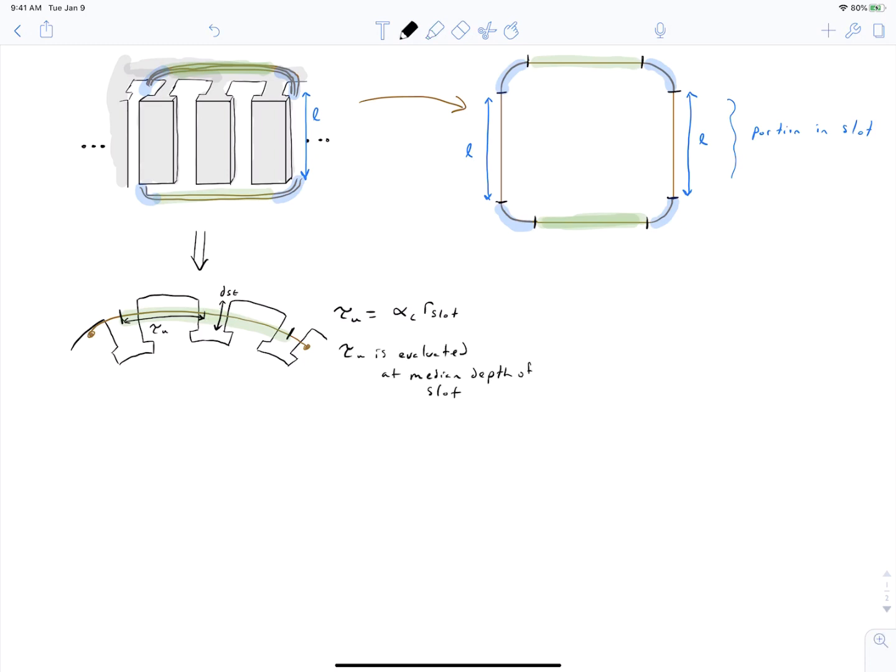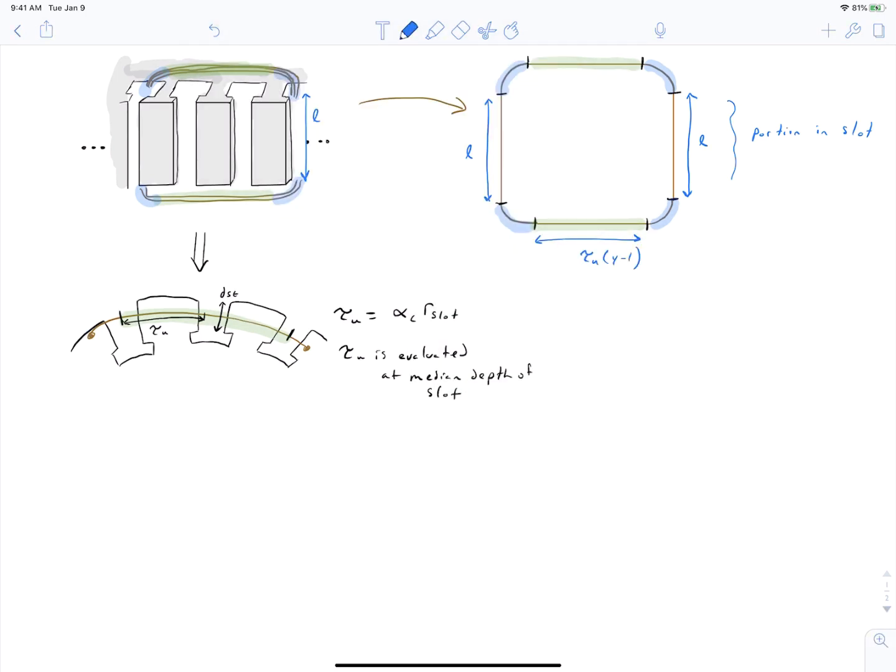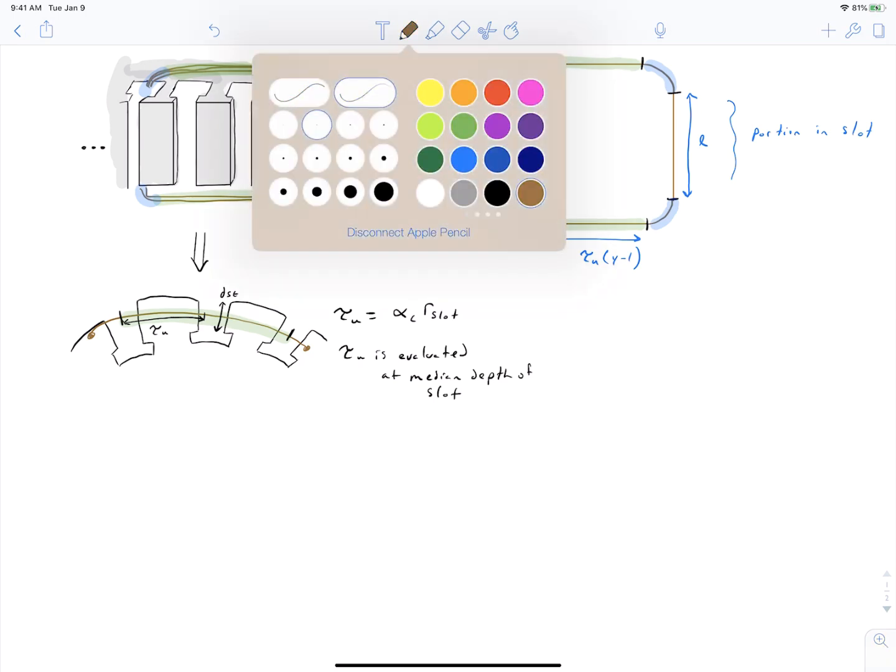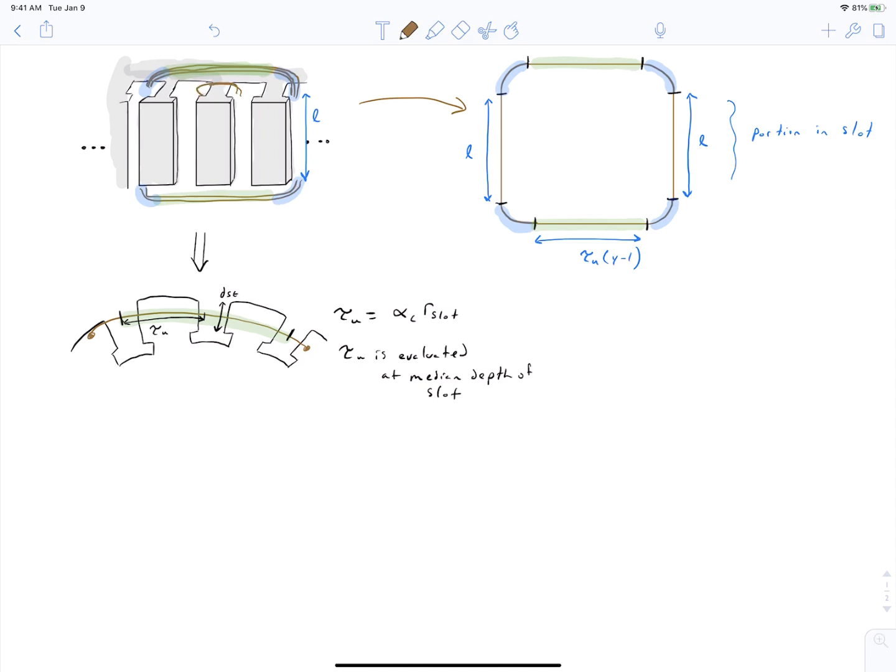So tau u is our slot pitch, and it's in units of meters or millimeters. It's not an angle, but rather a linear length. So it's the actual linear length that I've labeled on here. And so we can make the observation that this length right here is going to be tau u times the number of slots that our coil spans minus 1. And so if we're spanning one slot, this length simply doesn't exist. That would be a coil that is wrapped around a single tooth like this. So all that would exist would be the blue areas, the areas where the coil is bending. That's what our modeling assumption is anyway.